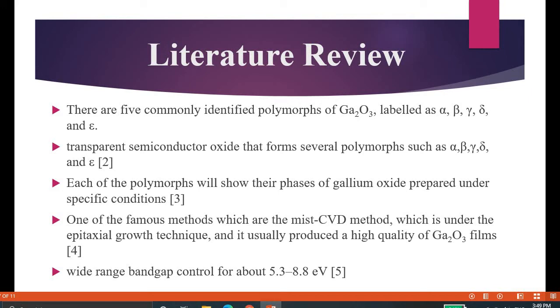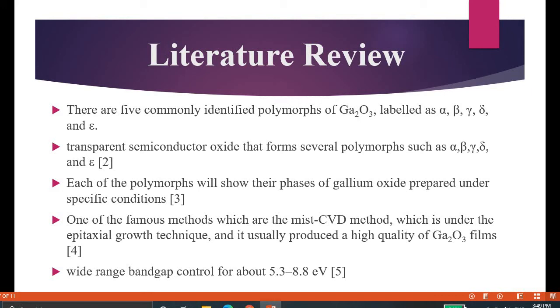So these polymorphs can actually be either insulators or conductors. It really depends on the growth conditions. Each of the polymorphs will show their phases of gallium oxide under specific conditions.